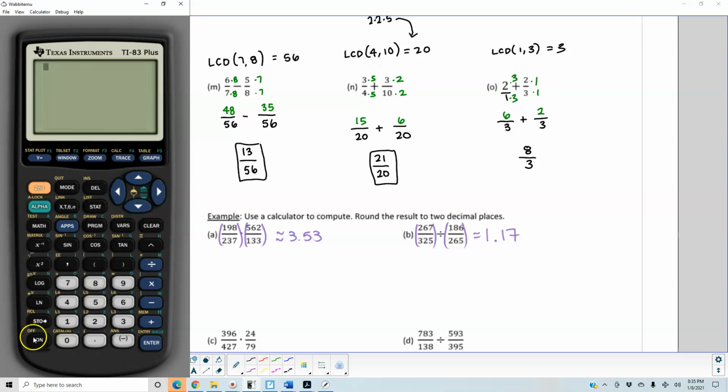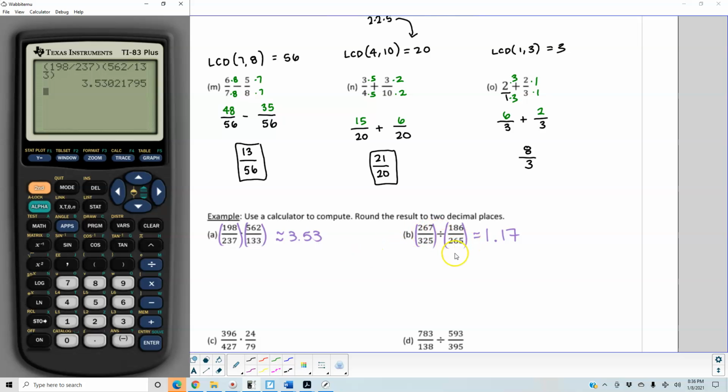So when you're using a calculator, you want to make sure that you're using parentheses. So here I have parentheses, and then my first fraction is 198 divided by 237. And then we're going to multiply that. So we can either use the multiplication, or we can just write another parenthesis and write the next fraction, which is 562, and then divide that by 133. And so therefore that gives us 3.530, and rounding it to 2 decimal places gives us 3.53.